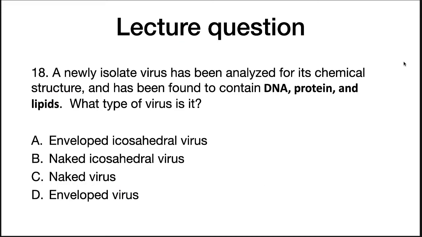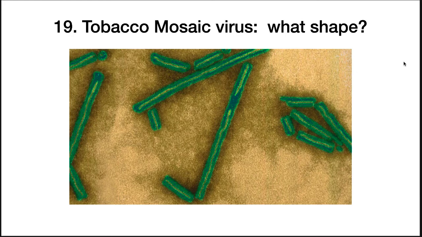Let's test your comprehension so far. A newly isolated virus has been analyzed for its chemical structure, and it has been found to contain DNA, protein, and lipids. What type of virus is it? Second one, the shape shown above is the tobacco mosaic virus. What shape is it?